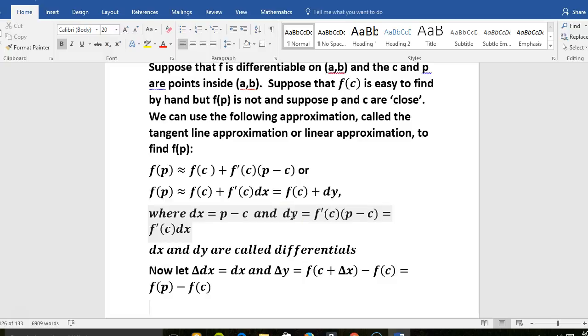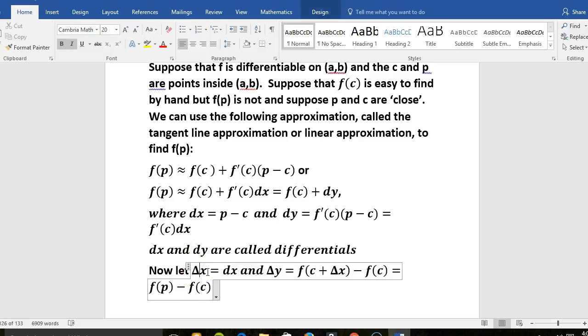And notice that dy is your approximation to f of p minus f of c. Now it would be nice to actually have something that directly equals f of p minus f of c. And that guy, by the way, we're going to denote delta y. Now we're going to let delta x, sorry, that's not delta dx, that's just delta x, spot on equal dx. But now delta y is not going to directly equal dy, though it will approximately equal dy.